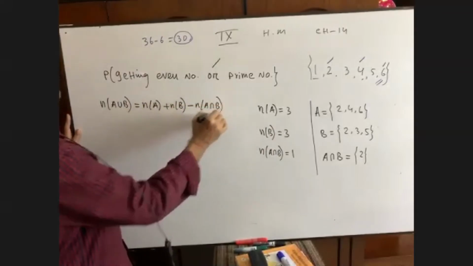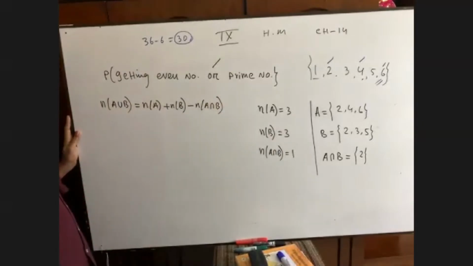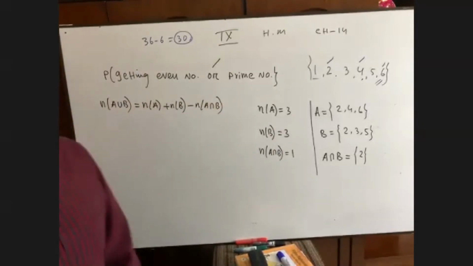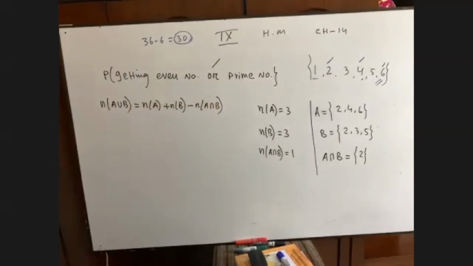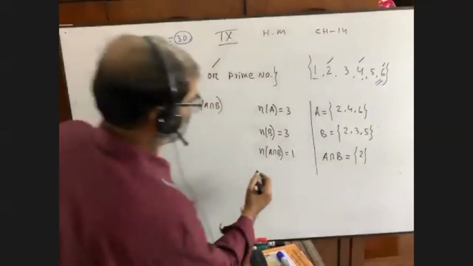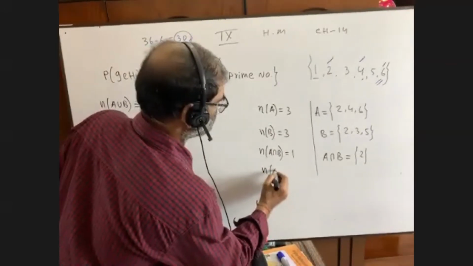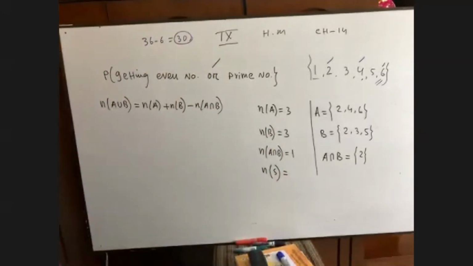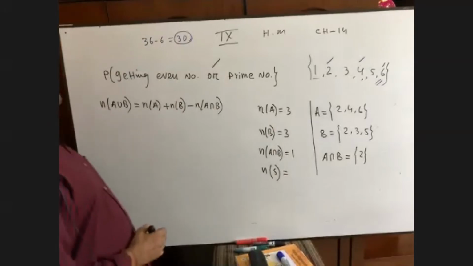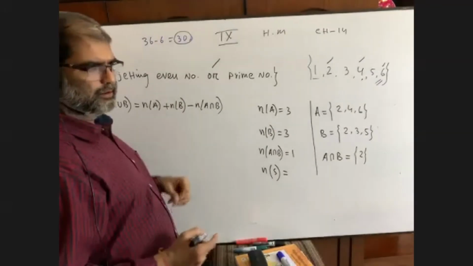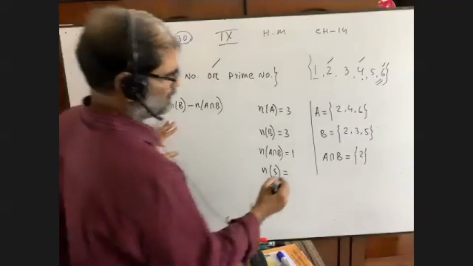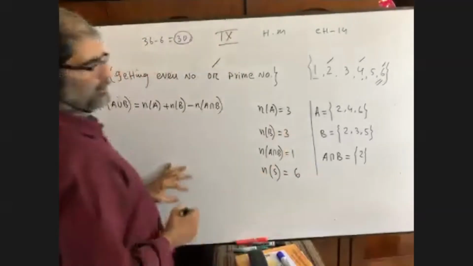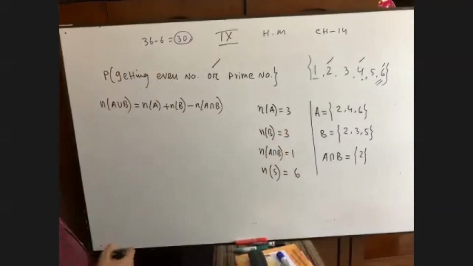Yes, sir. This is De Morgan's law. Do you know what is meant by N of S? Number of total sample points. N of S means number of total sample points, which is what? 6, sir.